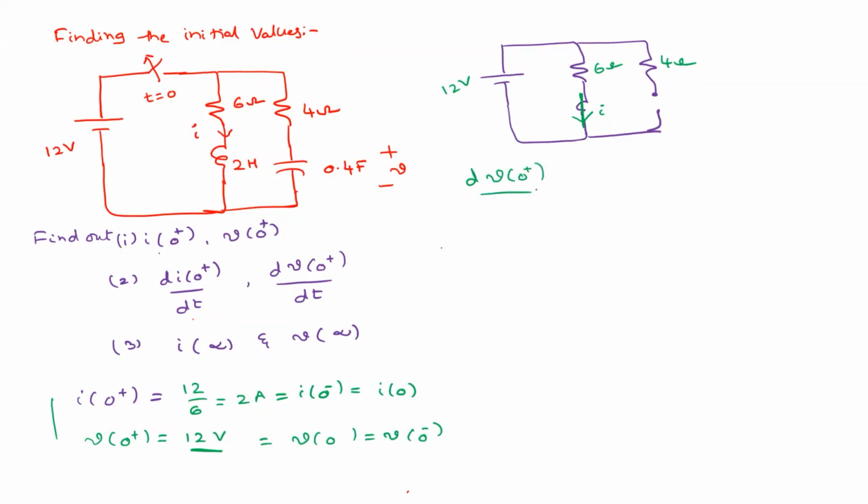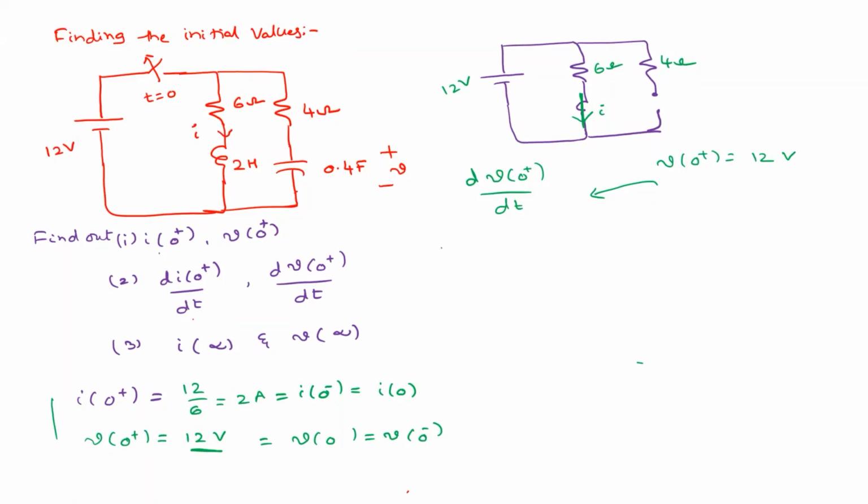So now tell me, what is dV of 0 by dt? You know the value of V of 0 equal to 12 volts. So what is this value? Is it 0? No, sir. Why 0? Can you directly not differentiate? We have to apply the circuit that is left.